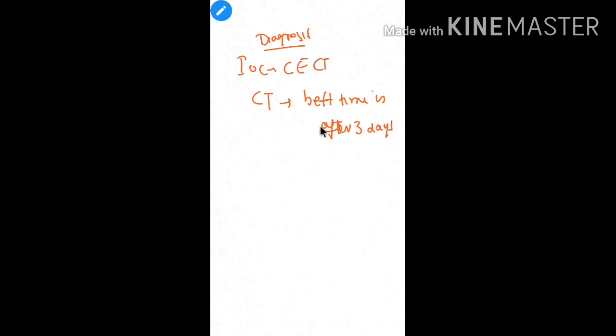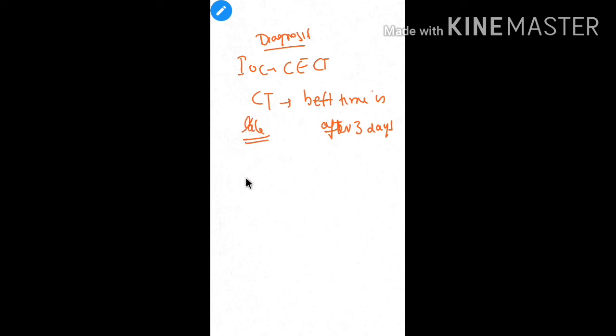Okay, and the diagnosis is mainly by clinical findings. All the other investigations are mainly to confirm the diagnosis. Let's see the lab findings.